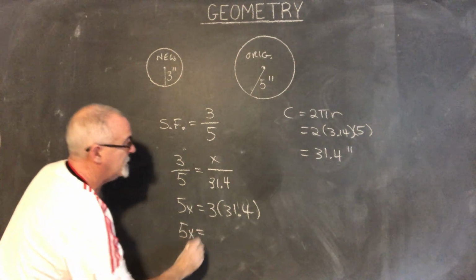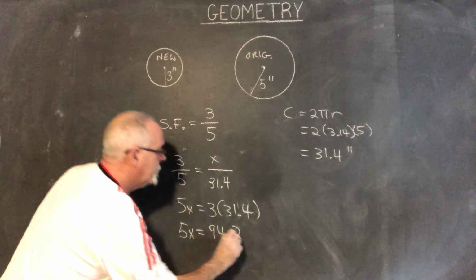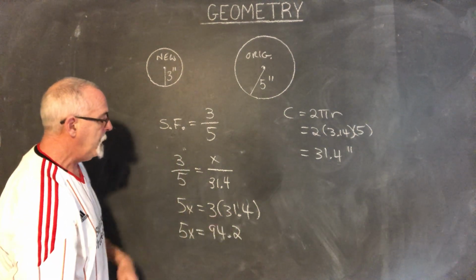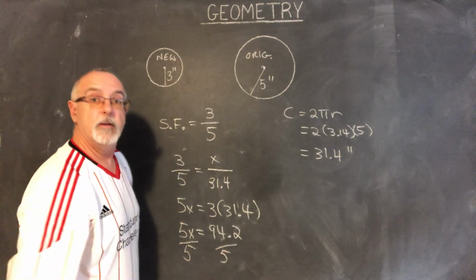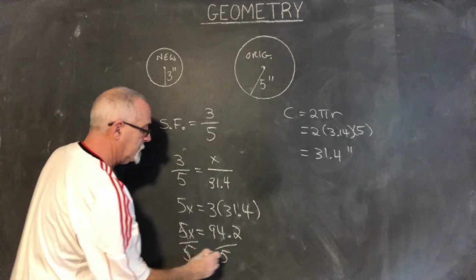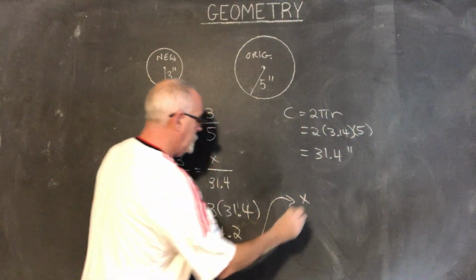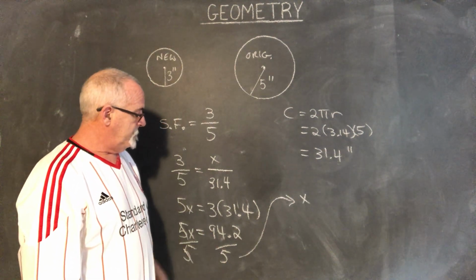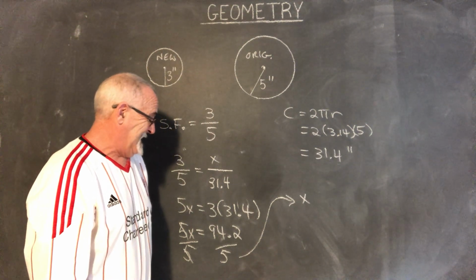5x equals 3 times 31.4. 5x equals 94.2. 3 times 30 is 90 plus 3. Yep. And now I want to divide both sides by 5. These cancel. So my final answer, x is going to be equal to 94.2 divided by 5. Can I do that in my head? 18.84.